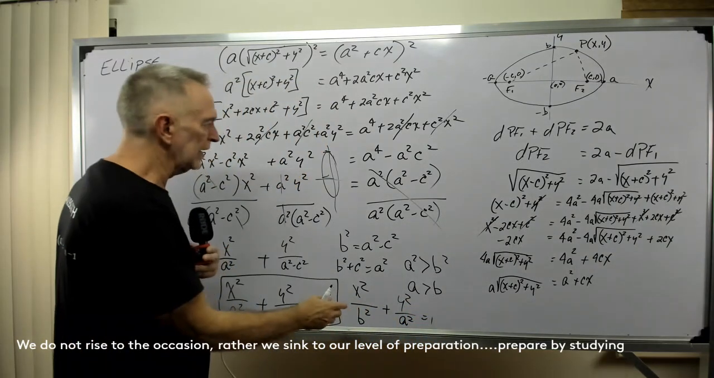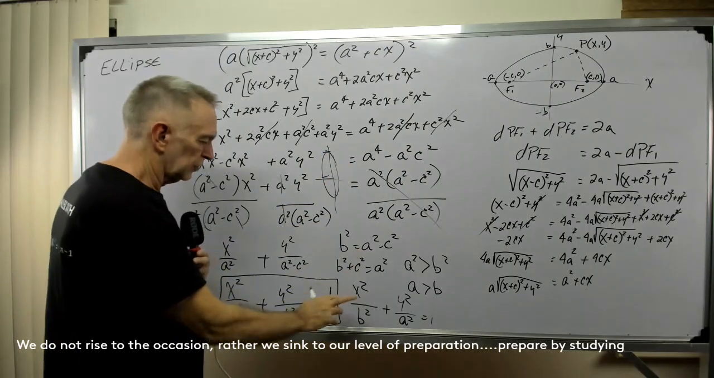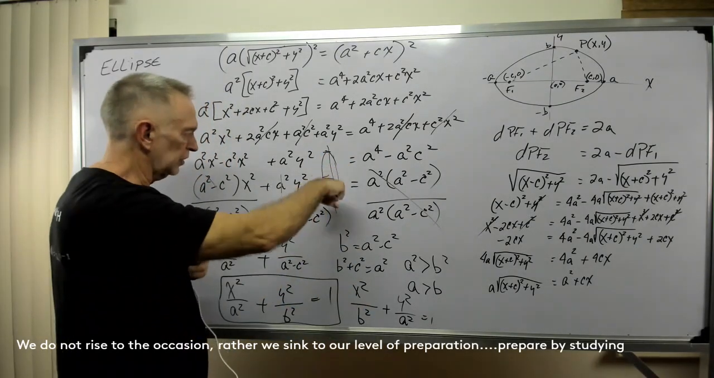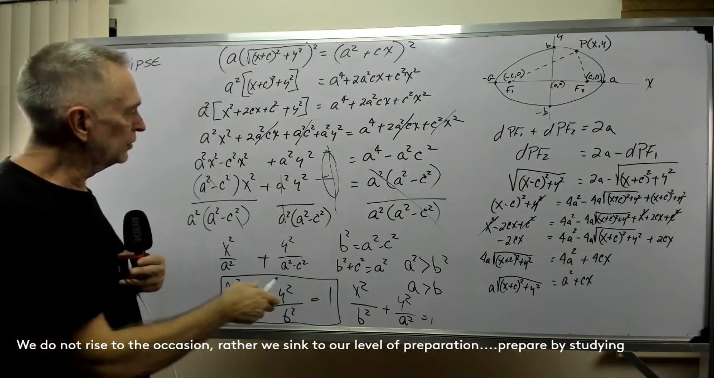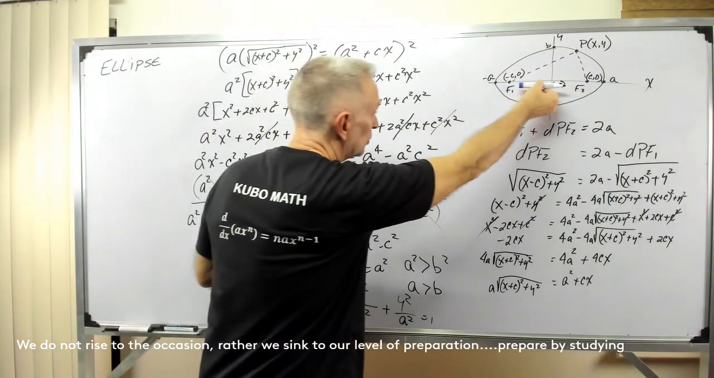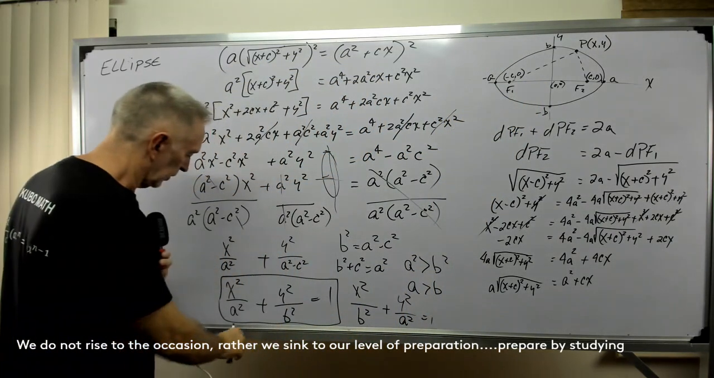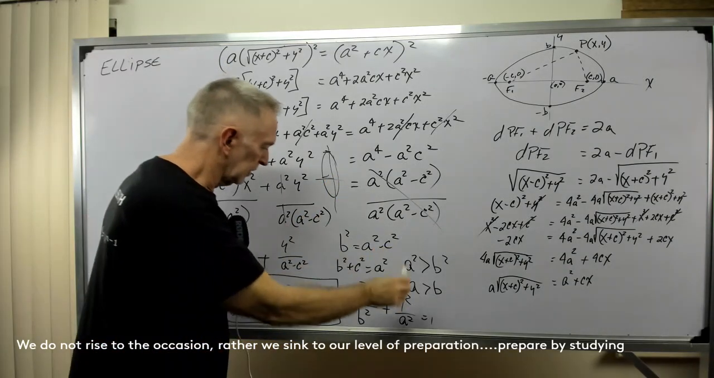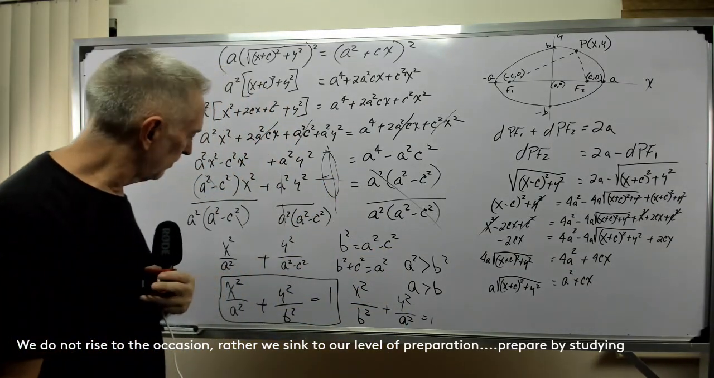A is always the larger number. So you would just transform the formula like this if you had this situation where the major axis was along the y. In this case, the major axis is along the x, so the a term is under the x value. In this case, the a is under the y value.